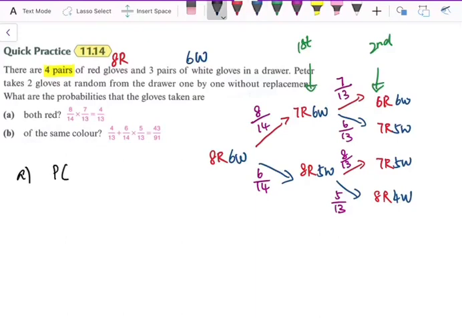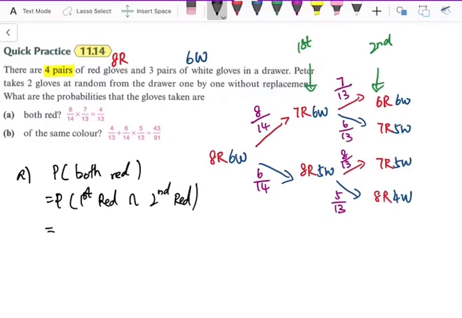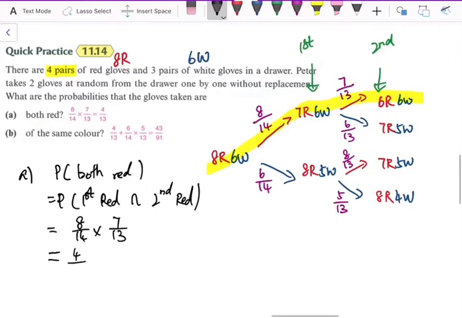Now let's take a look at the A part, both reds. That means the probability that the first is red and the second is red. So where is the first one red, second one red? Take a look at this. Take out the red, take out the red, you only have one choice. So the probability will be super easy, 8 out of 14 times 7 out of 13. So the answer is 4 out of 13. Done. This is your A part.